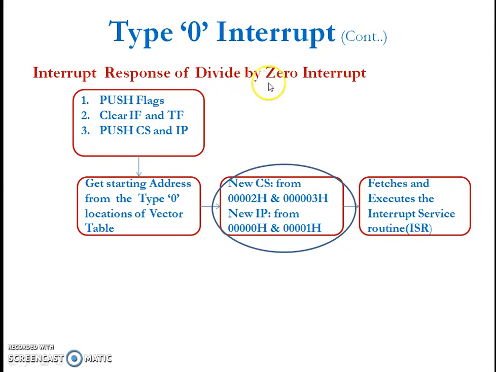This is the interrupt response of divide by 0 interrupt. Here these are the common steps for the response of the interrupt by 8086. The 8086 gets the new IP value from 00 and 01H memory locations and a new CS value from 02 and 03 memory locations. That means the starting address of this divide by 0 interrupt service routine is available in these memory locations. Like that it executes that ISR.